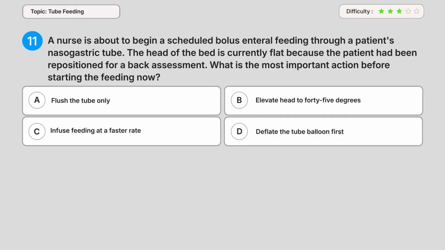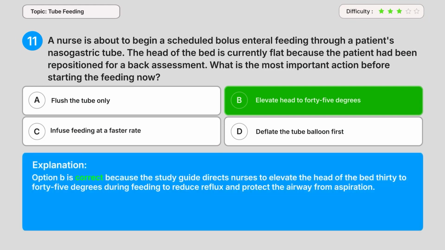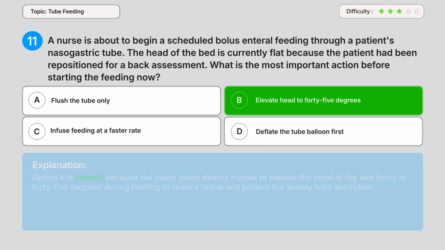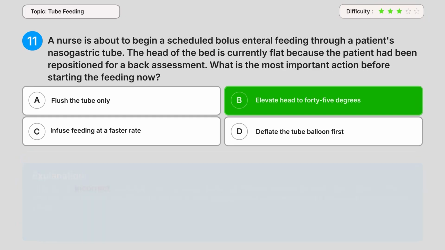Correct answer. B. Elevate head to 45 degrees. Option B is correct because the study guide directs nurses to elevate the head of the bed 30 to 45 degrees during feeding to reduce reflux and protect the airway from aspiration. Option A is incorrect because flushing alone does not prevent aspiration while the patient is flat, and the study guide ties feeding safety first to proper head elevation before any tube maintenance steps.